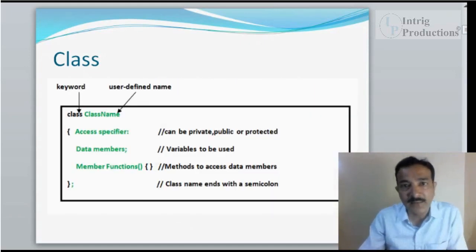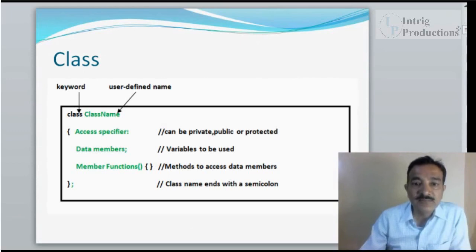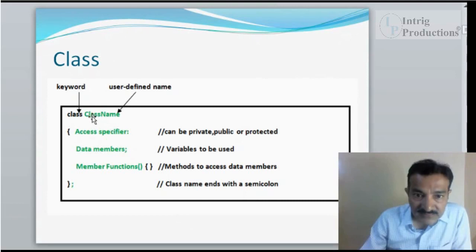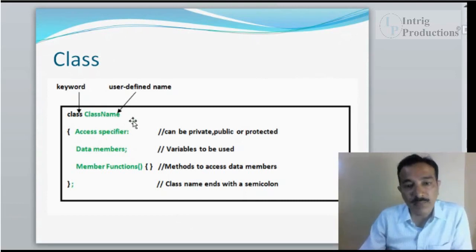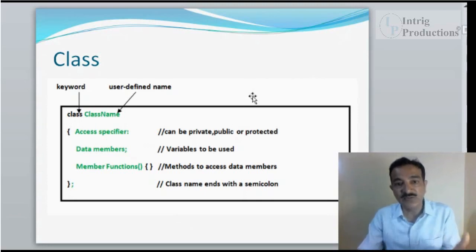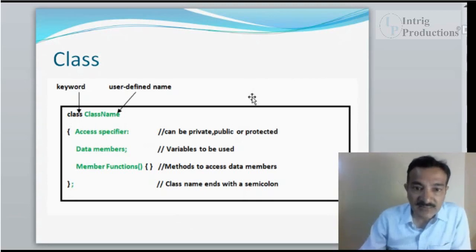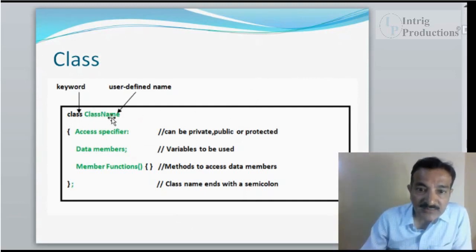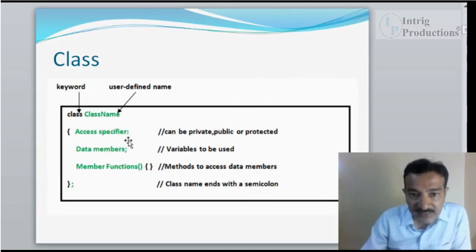Now here I have given an example of a simple C++ structure. You can see here, this is a class name, the user-defined name. You can give any name, maybe employee. Every class starts with the keyword class. When you say class, it is telling that you are starting a class. Then you give a unique name to the class. Then you are telling access specifiers here.